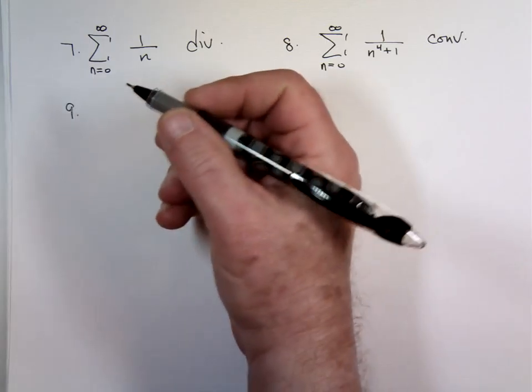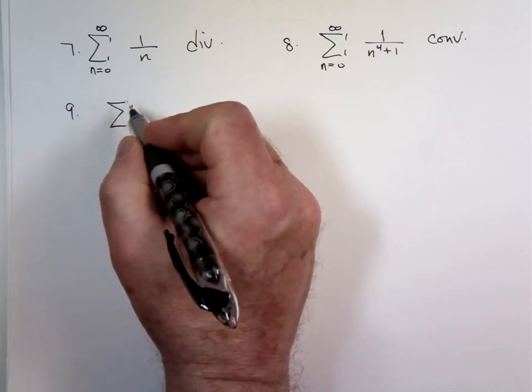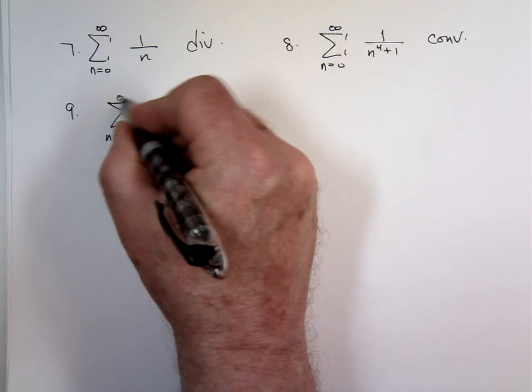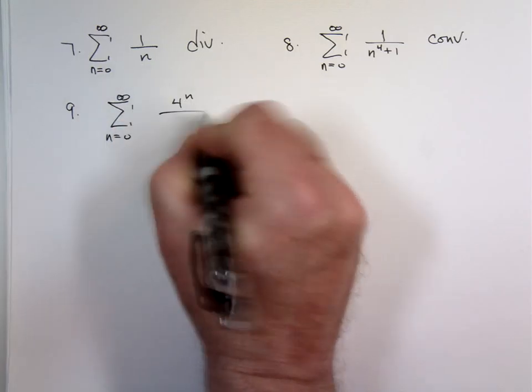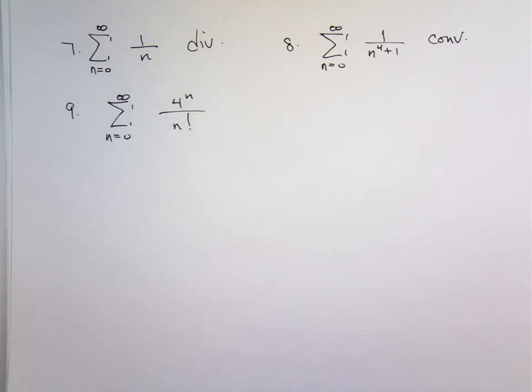Number 9. You have the sum from n equals 0 to infinity of 4 to the n, an exponential function, over n factorial. Now, what you're going to use here is that little shortcut that I gave you about rates of relative increase. The numerator is an exponential function. It increases pretty fast. It's going to infinity for sure. But the denominator is a factorial. That goes to infinity as well, and it gets there faster.